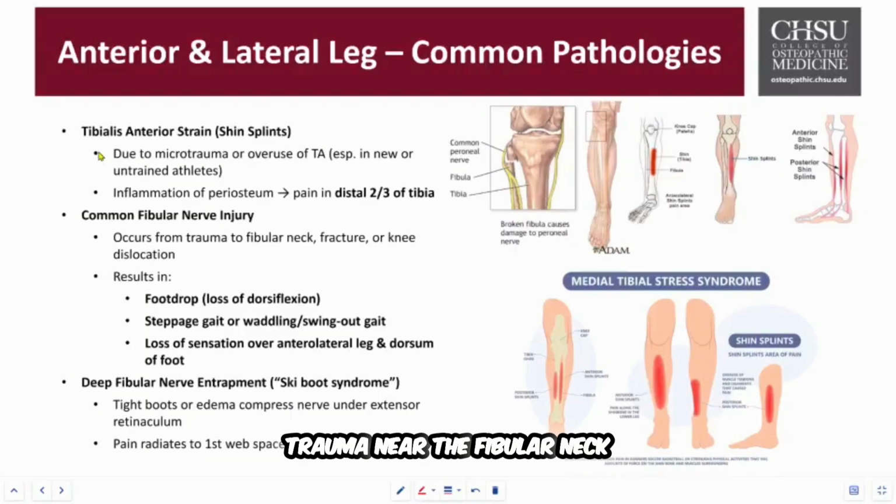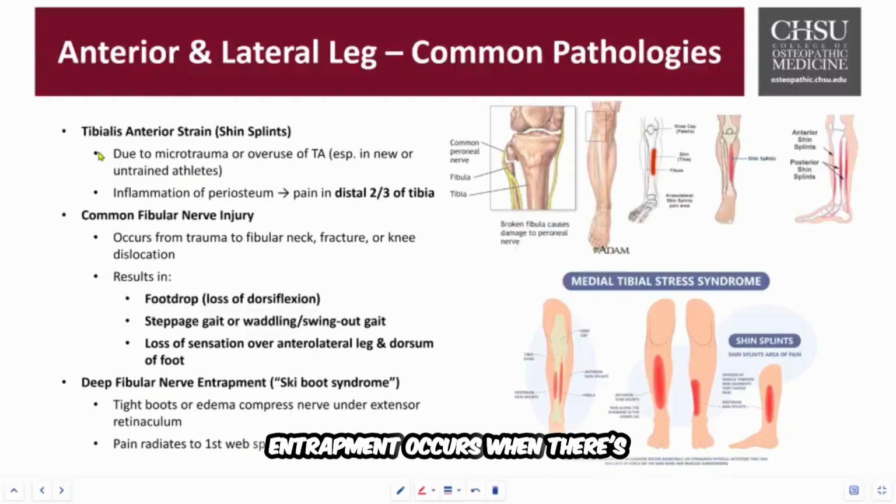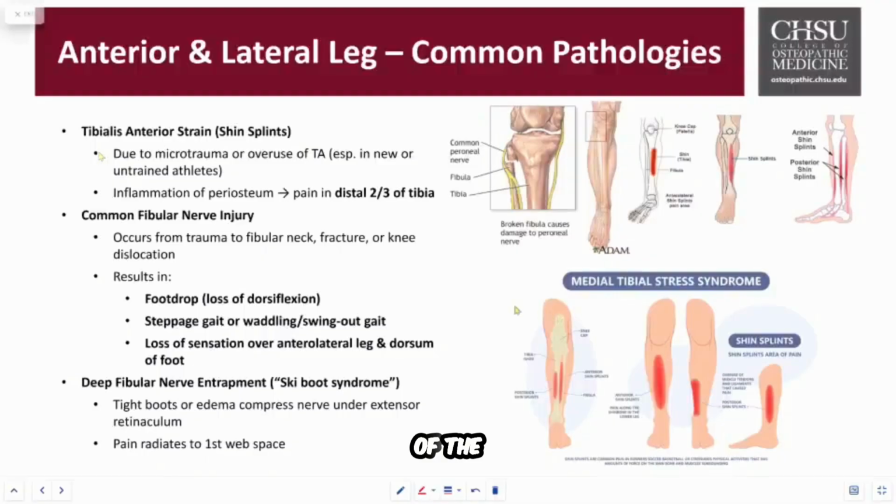This is due to trauma near the fibular neck, and that can lead to the condition of foot drop. It causes steppage, waddling, or even swing gaits to accommodate. Deep fibular nerve entrapment occurs when there's a tight boot or cast that creates something called ski boot syndrome, and this results in pain, usually radiating into the first web space of the foot. Over here on the right, showing you some of the visuals.